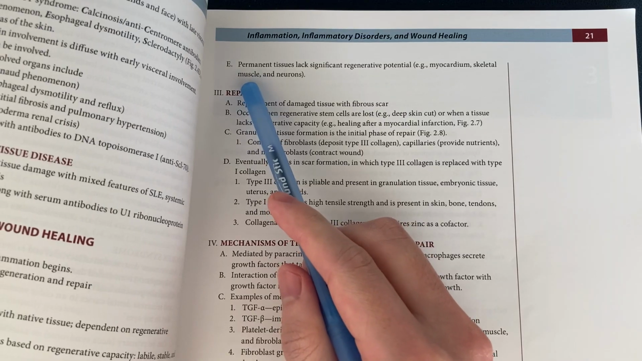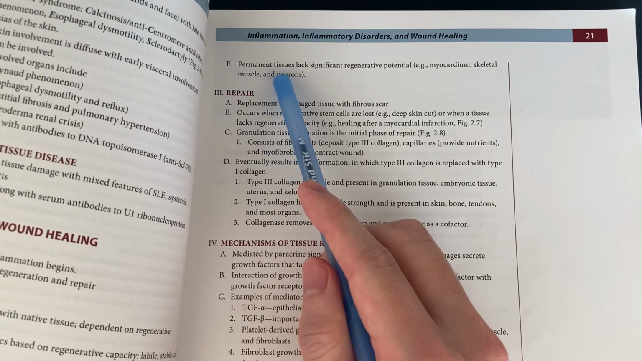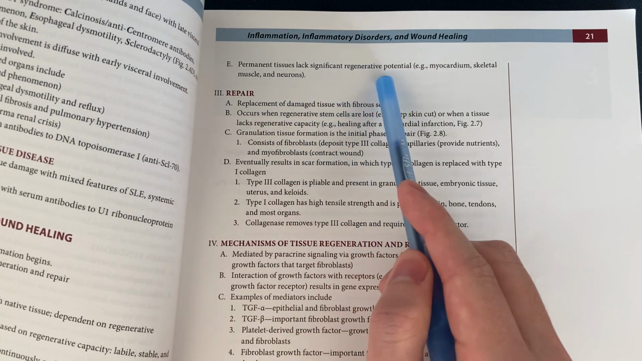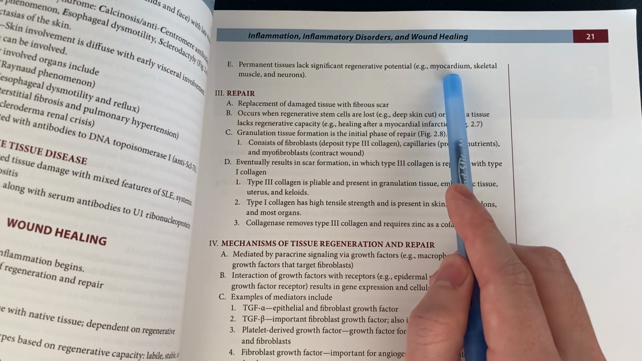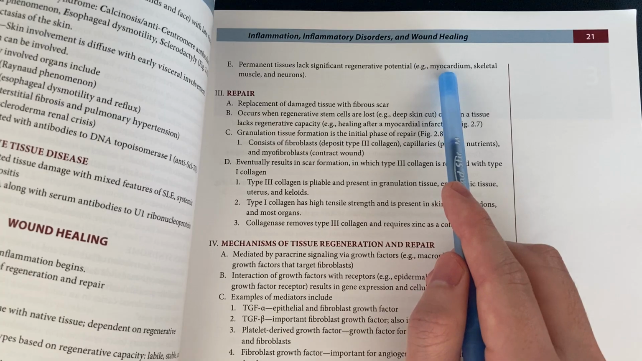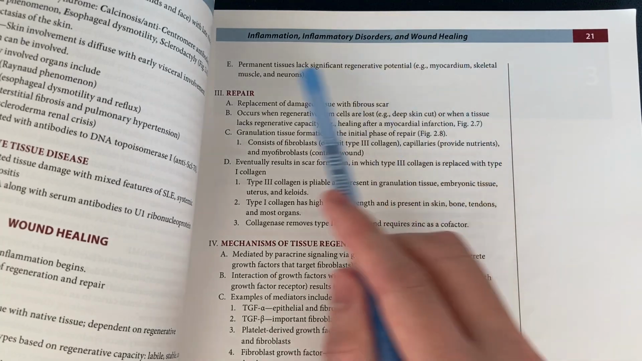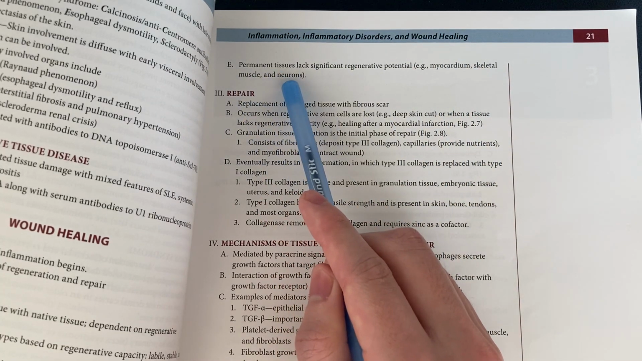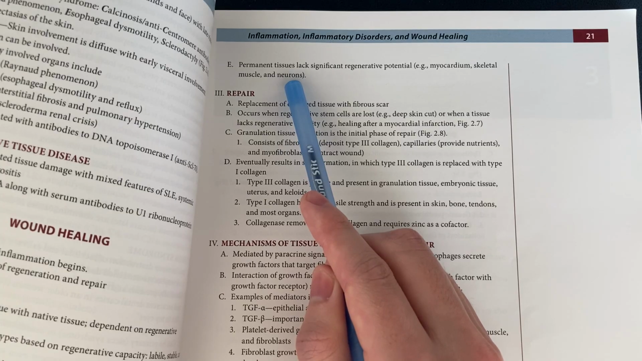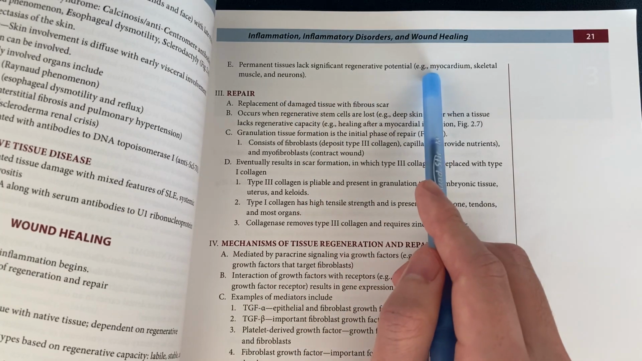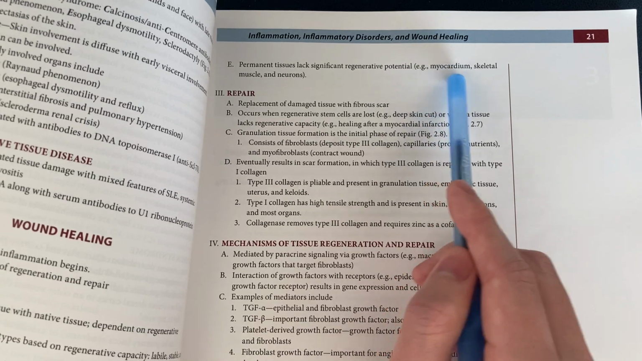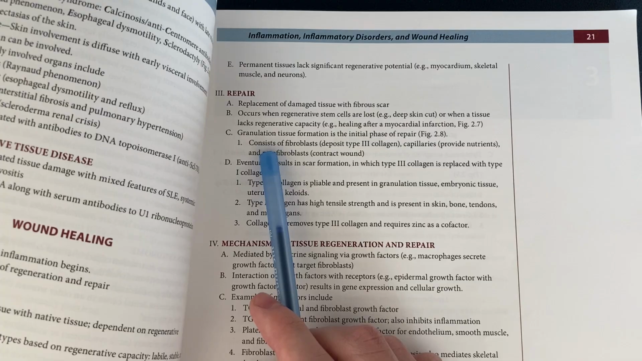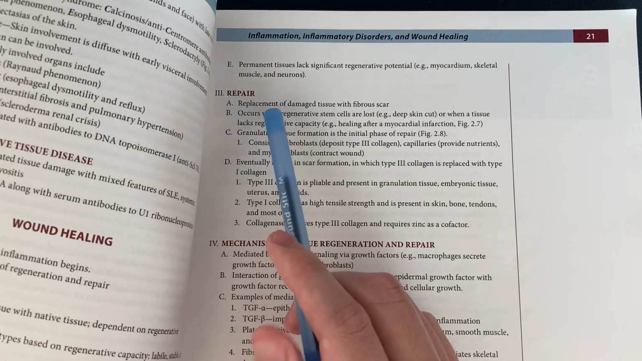And then lastly, permanent tissues lack significant regenerative potential. So the classic examples include the myocardium, or the heart muscle tissues, the skeletal muscle, and the neurons. And that is why you have to protect your neurons and your heart muscles as carefully as possible. And now let's talk about repair.